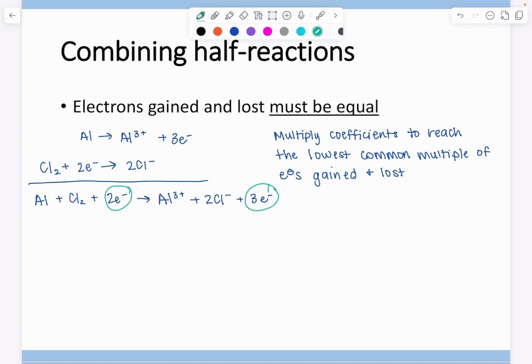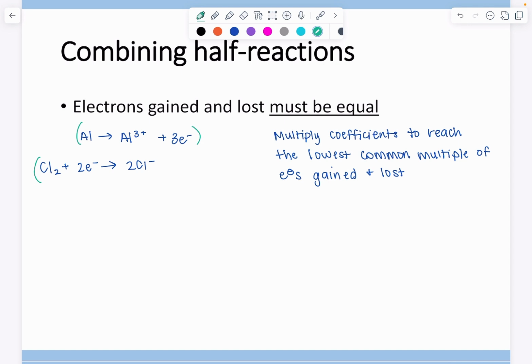So let's go back. I'm going to erase what I just wrote and multiply coefficients so that we get the same number. So we have 3 and 2 electrons. The least common multiple between 3 and 2 is 6. So we need to multiply the aluminum half reaction, all the coefficients, by 2, and the chlorine half reaction, all the coefficients, by 3.